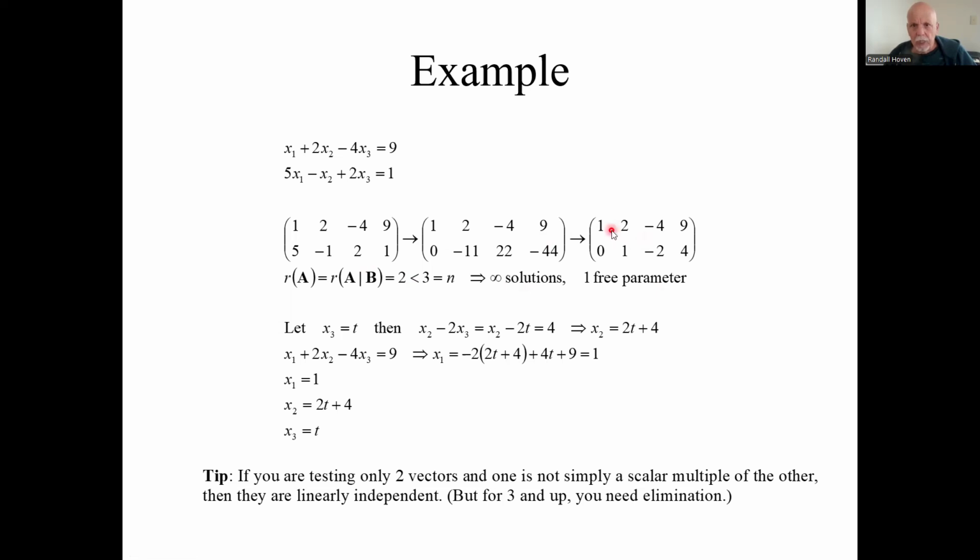This tells us, let's see, x1 plus 2x2 minus 4x3 equals 9. Anyway, we can solve. Well, that's what this equation is. x1 and x2 are the pivot variables, so x3 is the free variable. And we'll just call it t here, which can vary over the whole real line. And we solve for the pivot variables in terms of that t. So now we've got it. x1 equals 1, x2 equals 2t plus 4, and x3 just equals t.